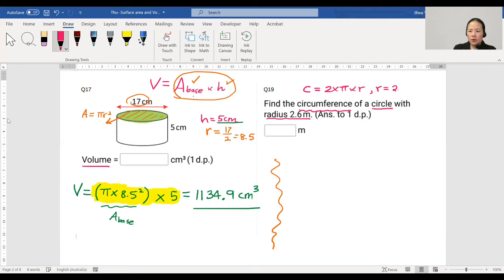Okay, so 2.6 meters. Okay, so I think I'm ready to calculate. So C equals 2 times pi times 2.6. All right, calculate it for me and make sure your answer is 1 decimal place, please. 16.3 meters cubed. That's very good. This is correct. Well done.